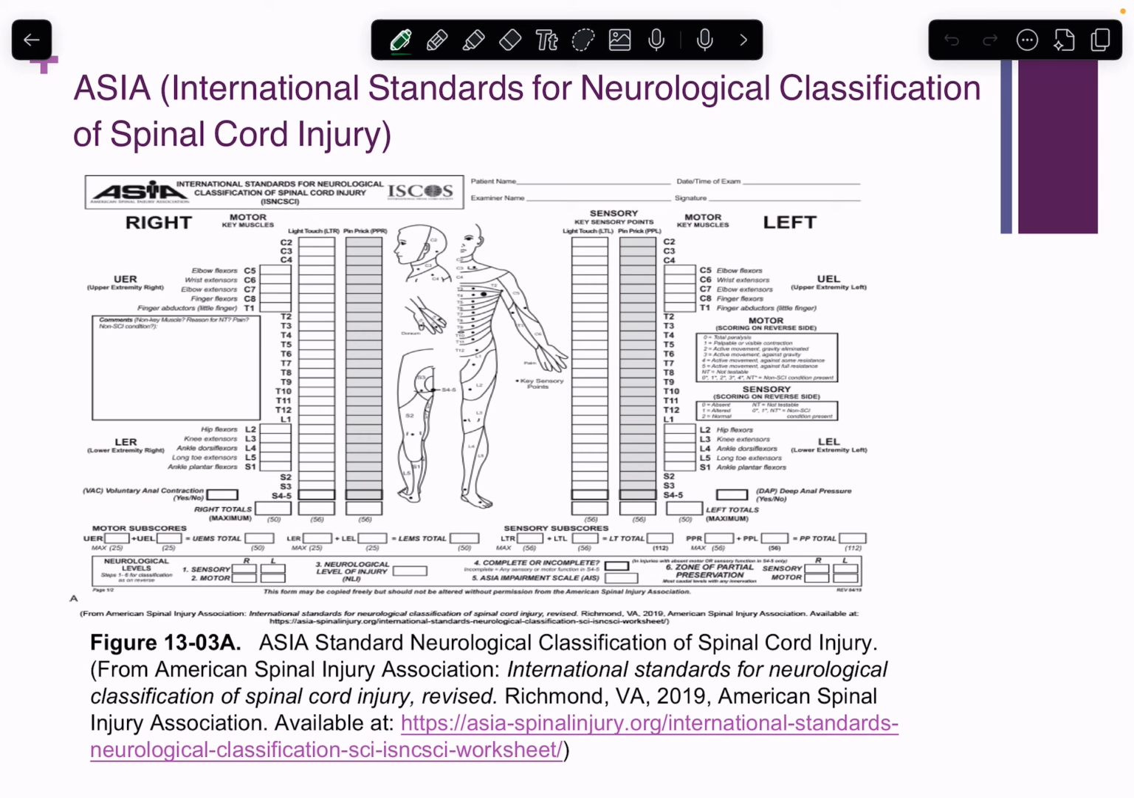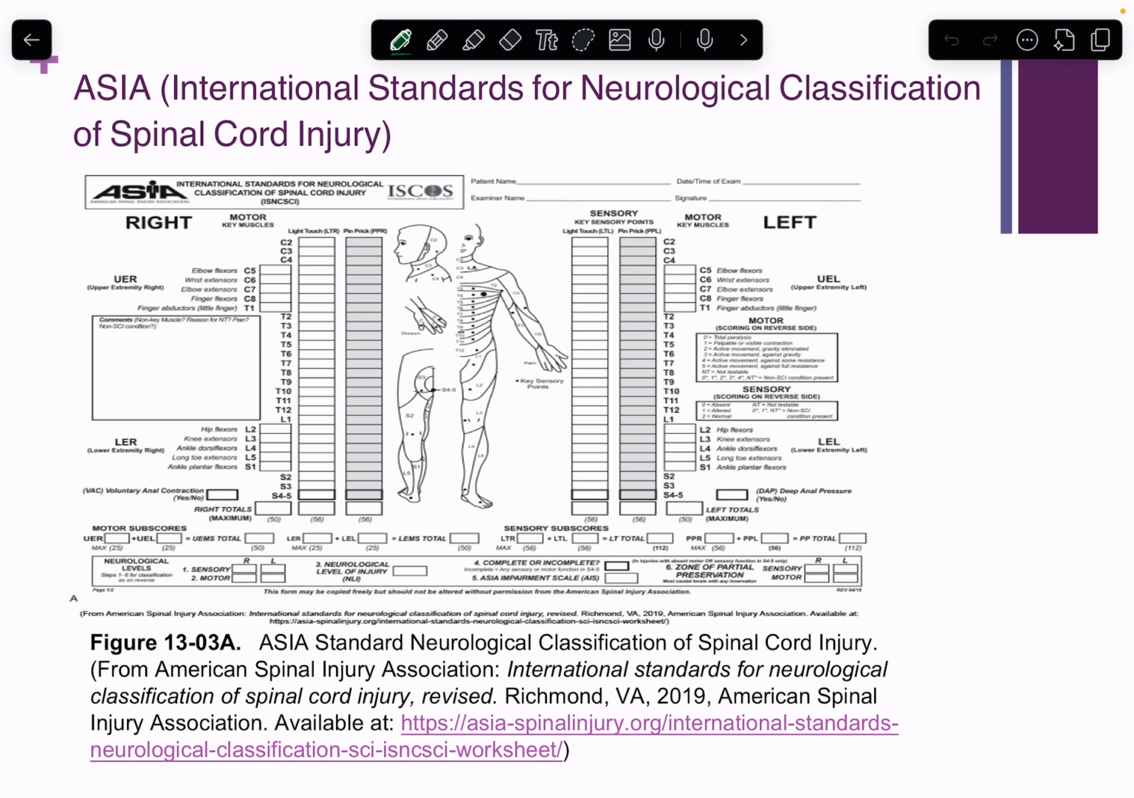0 is for total paralysis, 1 for palpable or visible contraction, 2 for active movement with gravity eliminated, 3 for active movement against gravity, 4 for active movement against some resistance, and 5 for active movement against full resistance, or normal strength. So this is like doing your manual muscle testing.